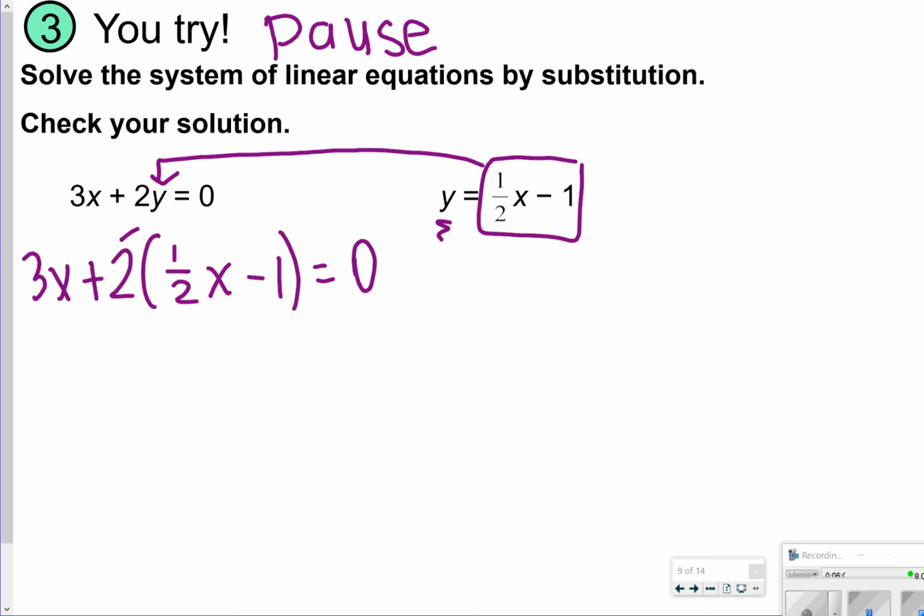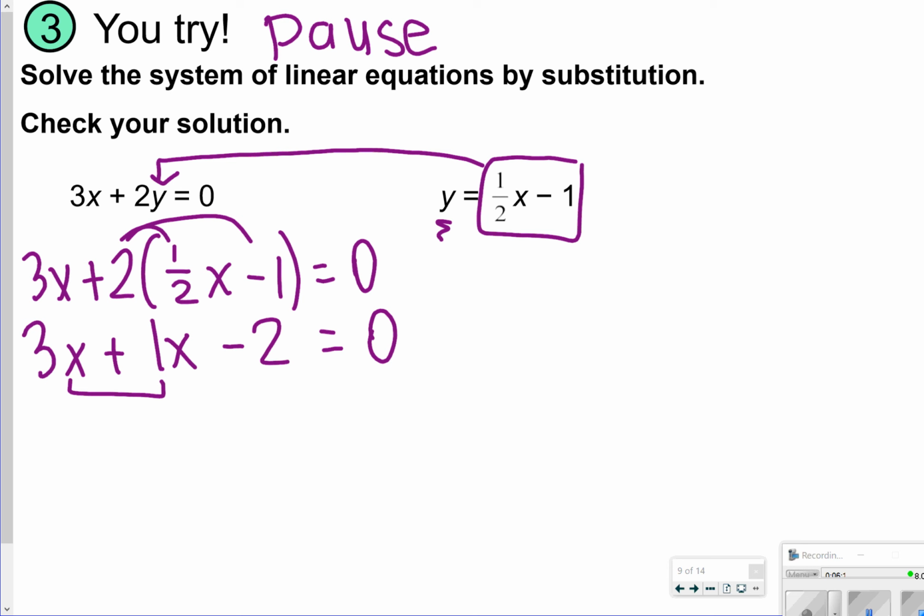That means I can solve for x instead of having two different variables. I'm going to distribute so I can combine like terms. I'll get 3x plus, and then 2 times 1/2 is 1x. I'm just going to write a 1 in front of that so I don't forget. And 2 times negative 1 is negative 2. That's all equal to 0. Okay? Combining like terms, I get 4x, and I'm going to add 2 to the other side so I get 4x is equal to 2. Then I divide both sides by 4. x is equal to 1/2.